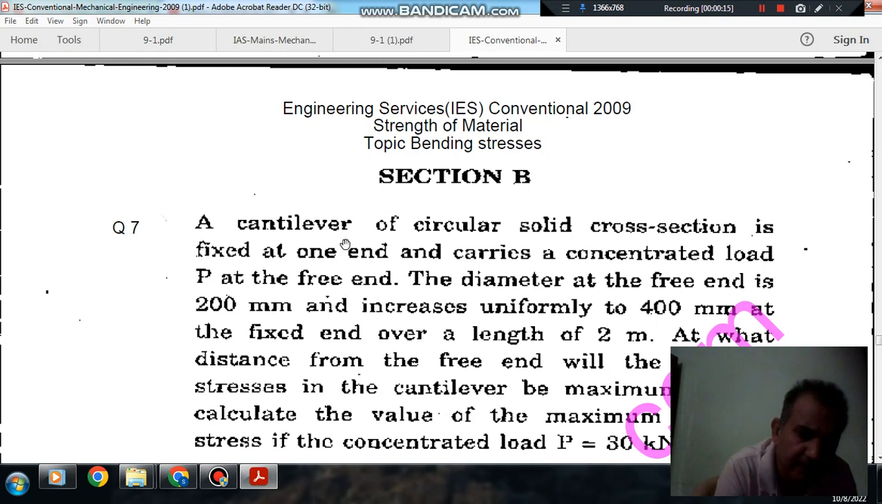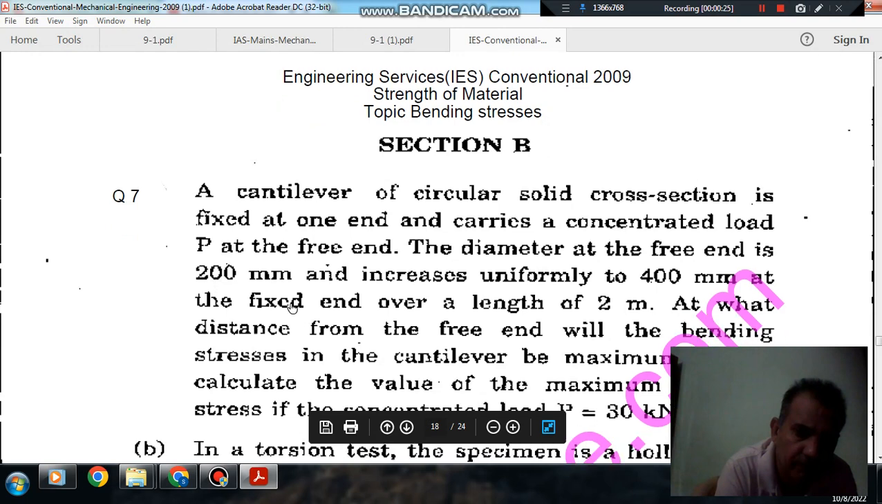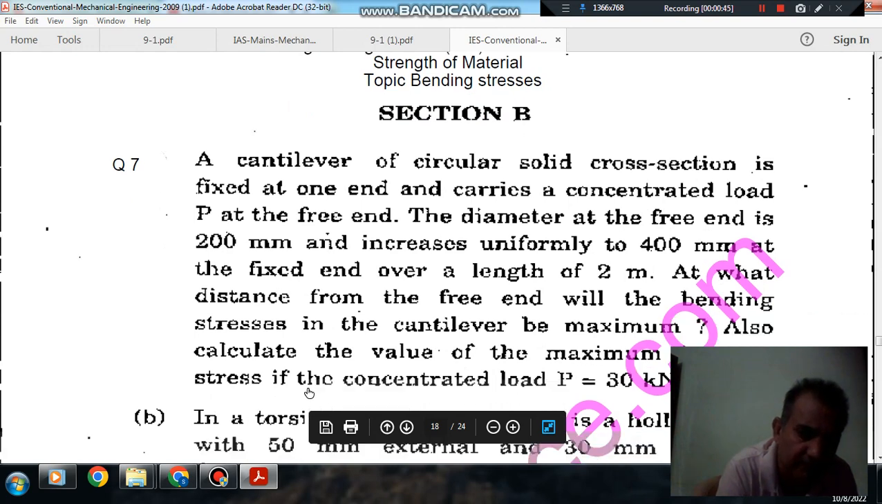Question number 7 from Engineering Services Conventional Examination 2009. A cantilever of circular solid cross section is fixed at one end and carries a concentrated load P at the free end. The diameter at the free end is 200 mm and increases uniformly to 400 mm at the fixed end, 2 meters away. At what distance from the free end will the bending stresses in the cantilever be maximum? Also calculate the value of maximum bending stress if the concentrated load P is equal to 30 kilonewton.